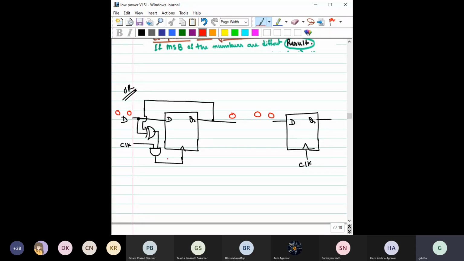You are not gaining anything. However, if you consider this block, right, here we have made an arrangement such that the clock will only be fed here if this output and D are different, otherwise not.